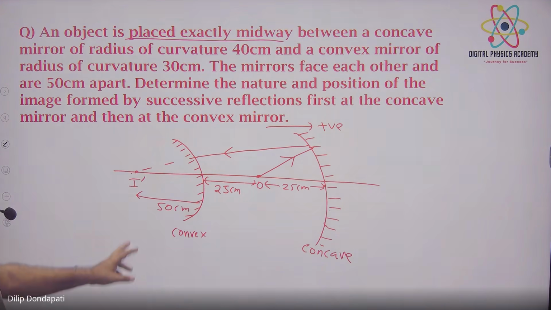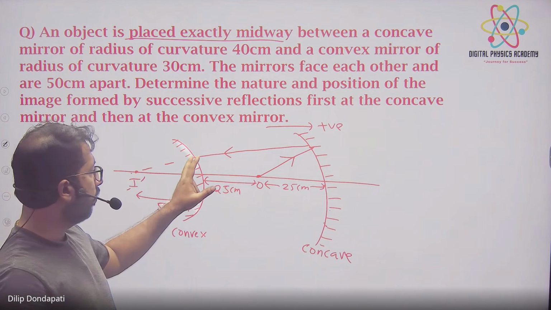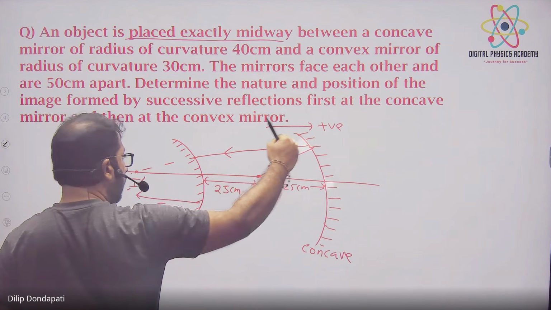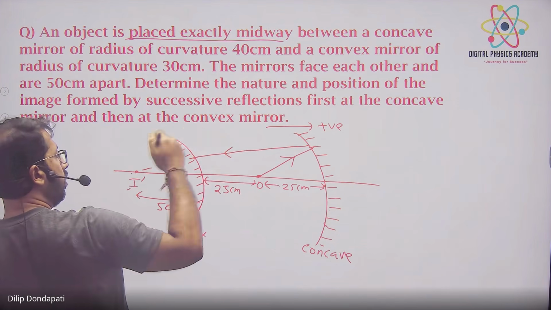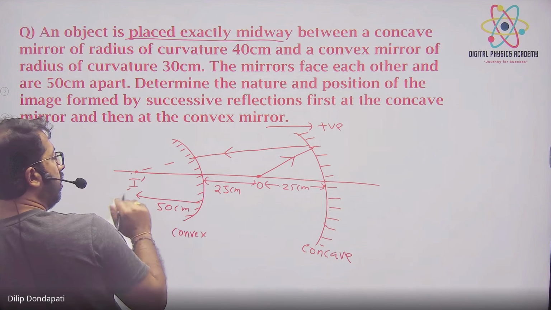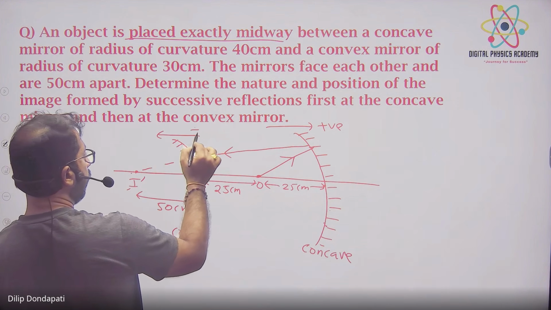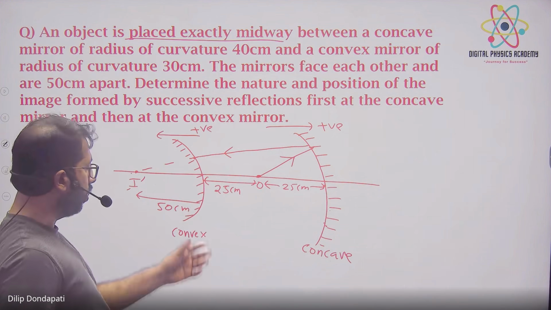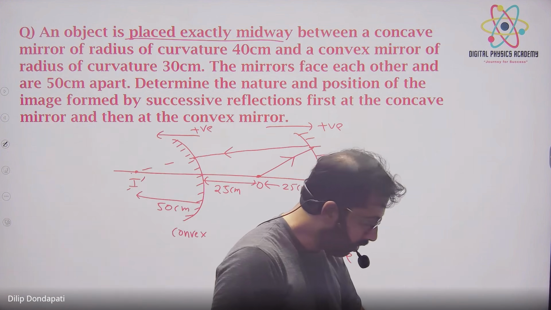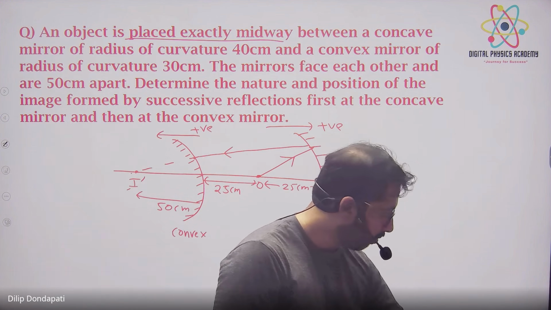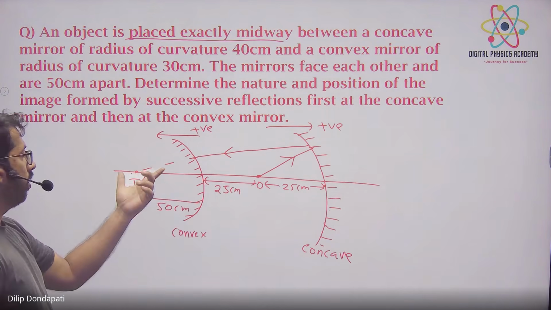Okay, now this is acting like a virtual object for this one. Now rays are coming like this, right? Somewhere virtual objects are. So this direction take as first. Now solve for this. U is how much now for this one? Second one. U is +50. So V I'm getting is 21.4. That's perfect.